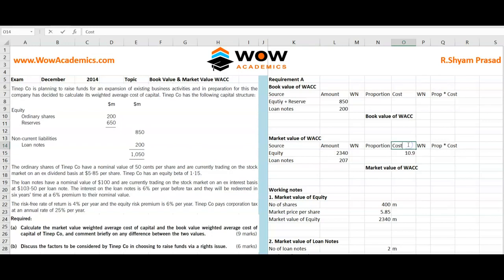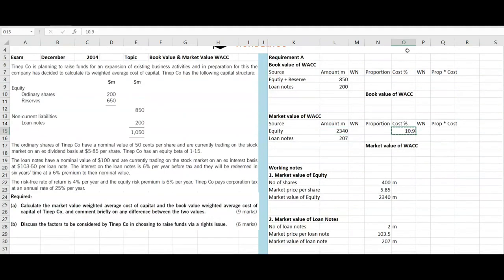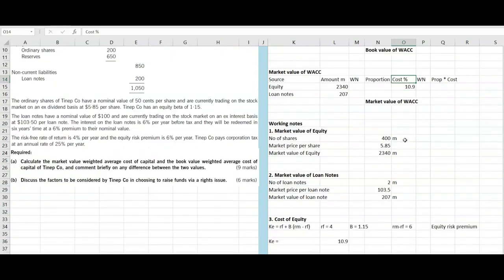Okay, so this number is always a percentage, so don't worry about that. It's in percentage only, and amount is always in terms of the million only. Okay, so all these numbers are cleanly given. So the same 10.9 is for the book value and for the market value. So we got both the numbers.